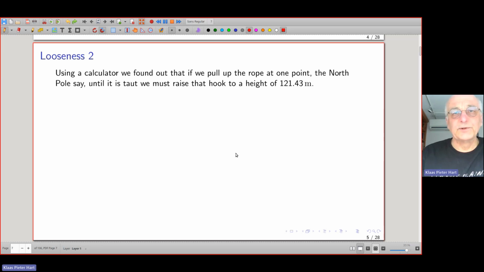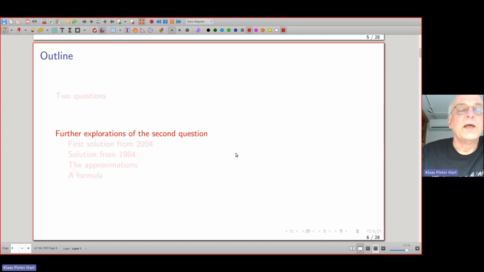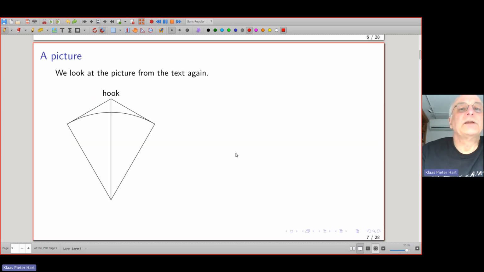A more difficult problem was if we were to pick up the rope at one point and then pull it tight around the Earth again, as if we were hanging the Earth on that hook using the rope. And it turned out that the hook would be about 121 meters and 43 centimeters above the surface. How did we do that? Well, we drew a picture.